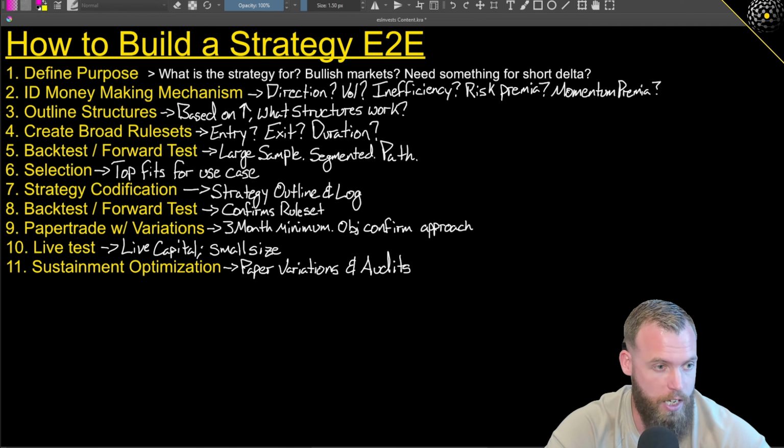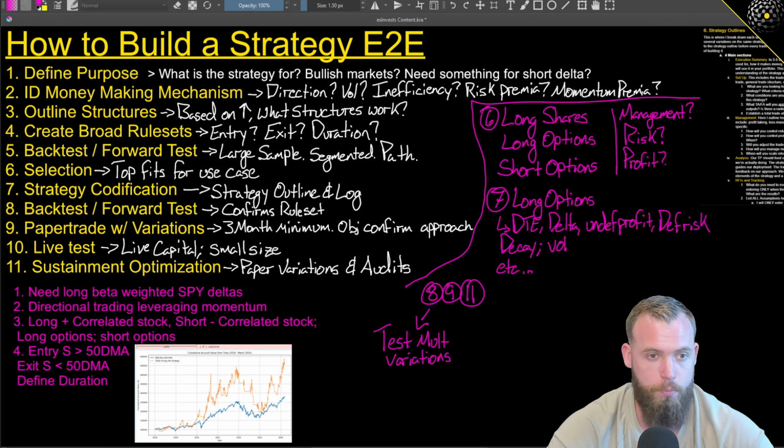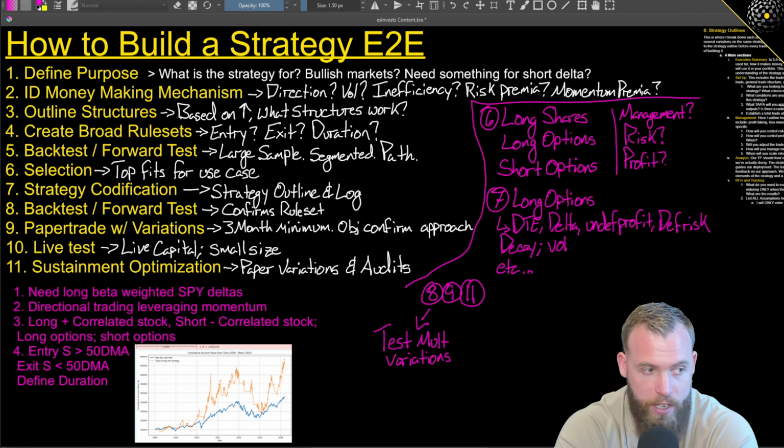So what does this actually look like? I kind of outlined what this in large steps goes down like, and here's kind of a quick flow. So in number 1 here, I'm saying I need long beta weighted SPY deltas.